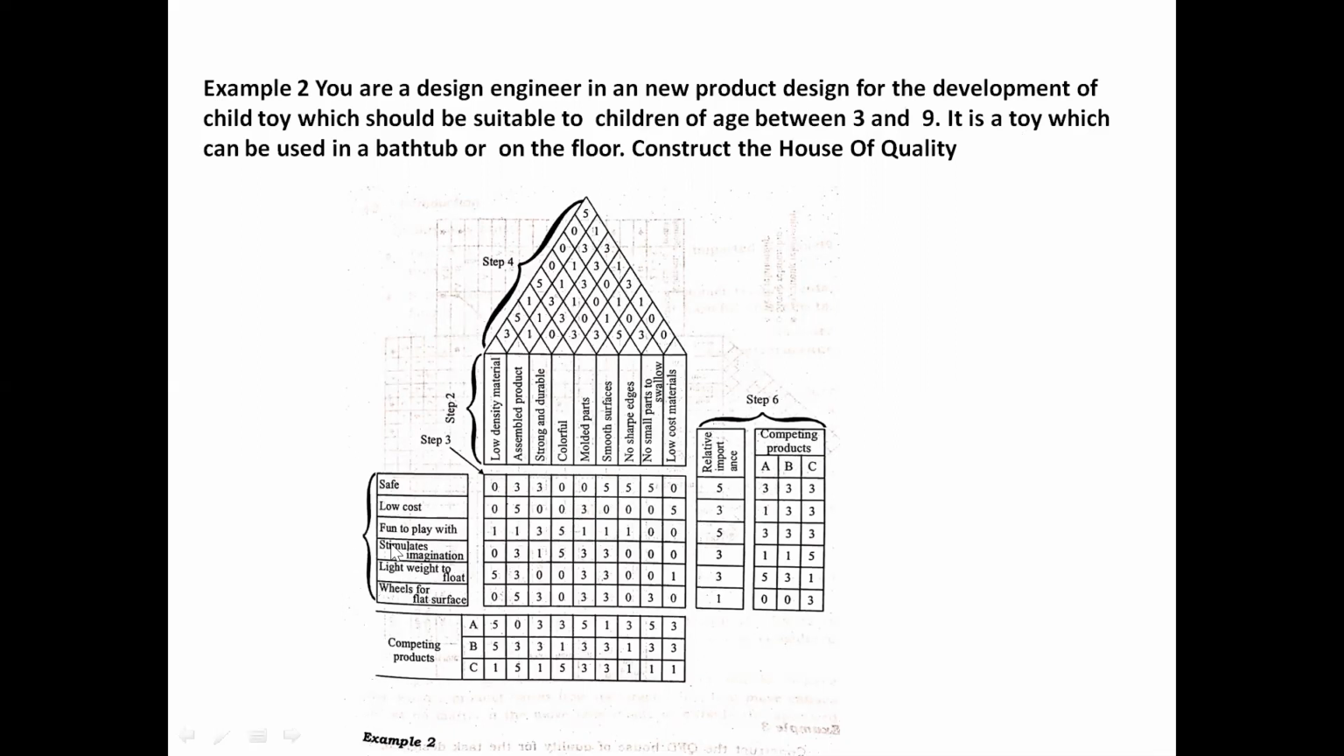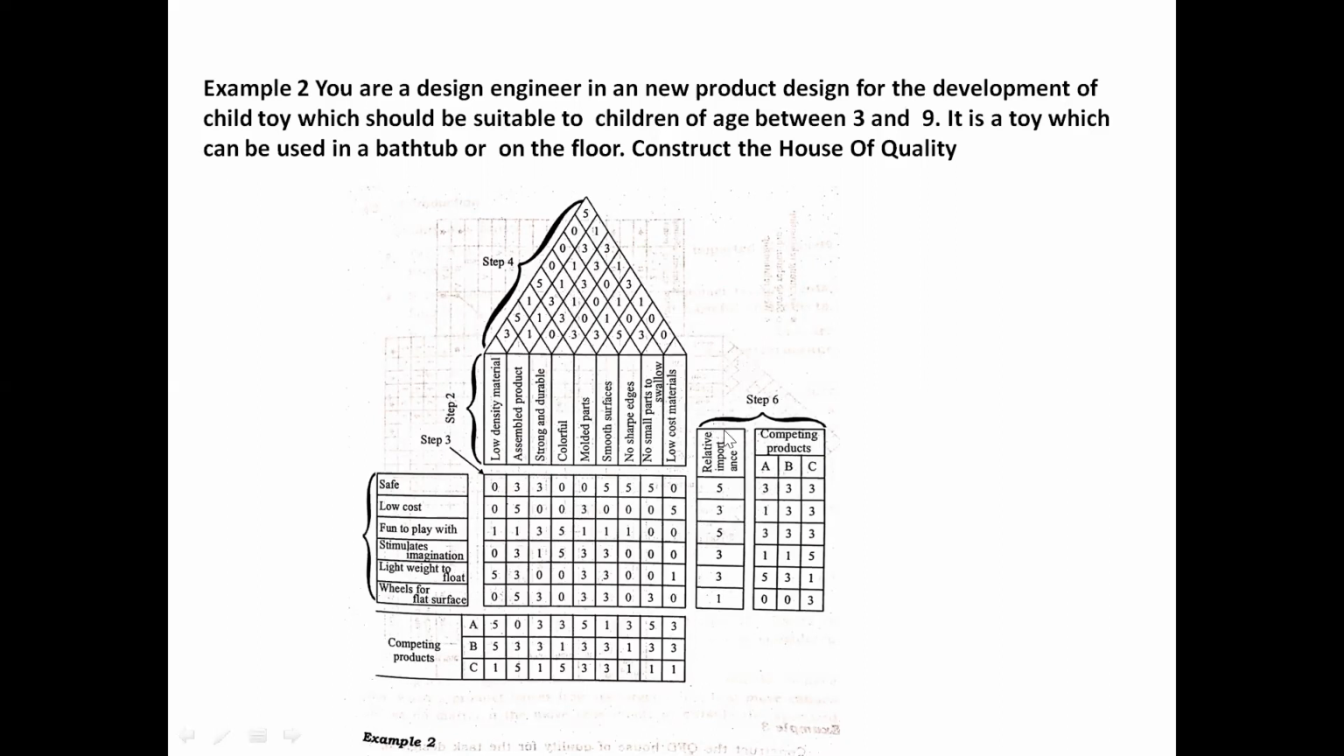On the left side, what: what are the requirements of the small toy? Safe, low cost, fun to play, stimulating, lightweight, these are the requirements. Step 2 is how: low density material, assembled product, strong and durable, colorful, molded parts, smooth surfaces. These all come on the design side. So we are giving the how and what. This is what, how and how.